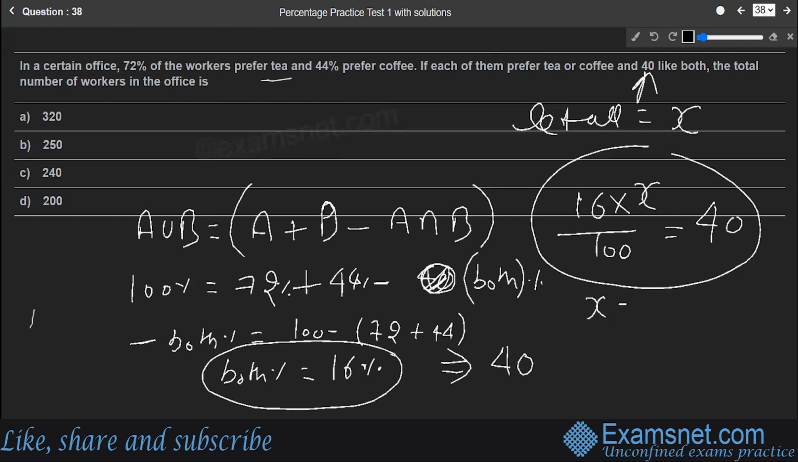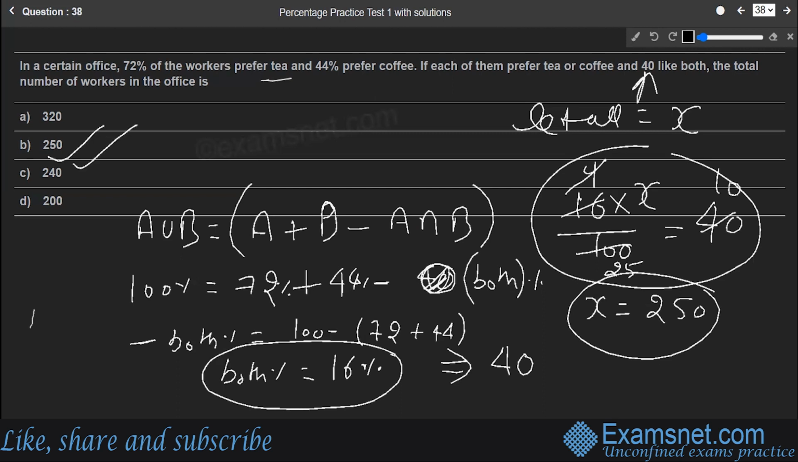Here we can calculate X, and we can cut down a few things. We can cut this by 4, 4 fours are 16, and this is 25. Okay, this 4 can cut the 40 by 10. So the X value clearly comes out to be 250. So that is the total number of workers in the office. 250, which is available in option number B, becomes the right answer.